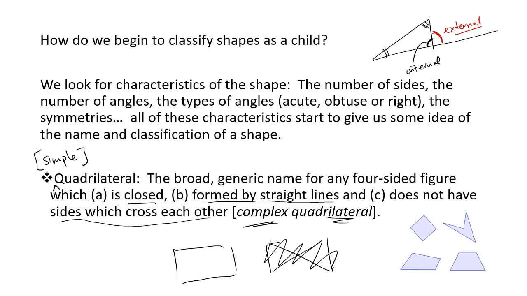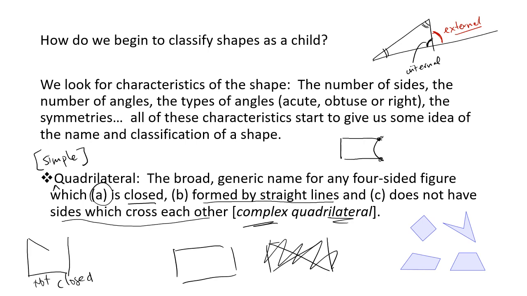What do we mean by closed? Well, by closed, we mean that the figure should form a closed area. So this would not be closed because we can see that there's not an inside and an outside. It's all sort of one thing. So this is not closed. And then formed by straight lines should be fairly obvious. We can't have anything where, if we have, say, a rectangle, but it's like this, yeah, that's not going to work. So this is closed.